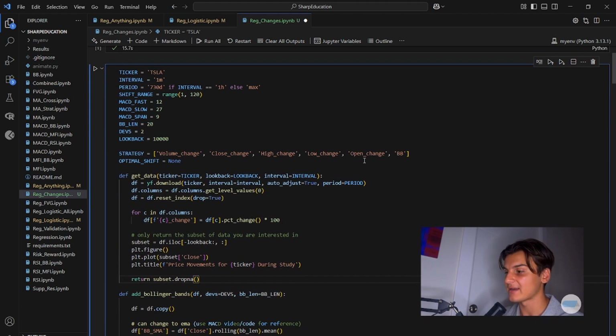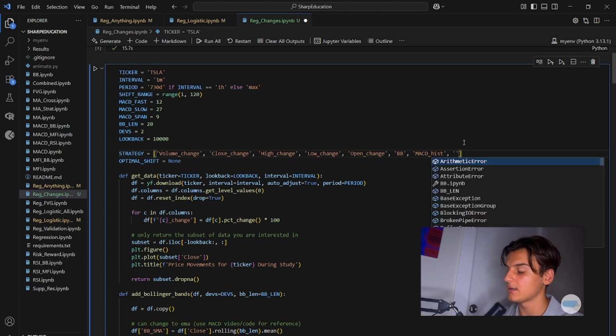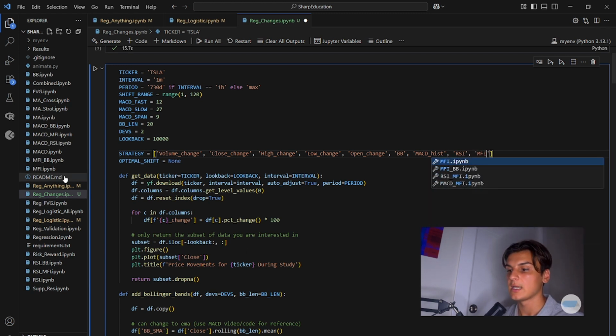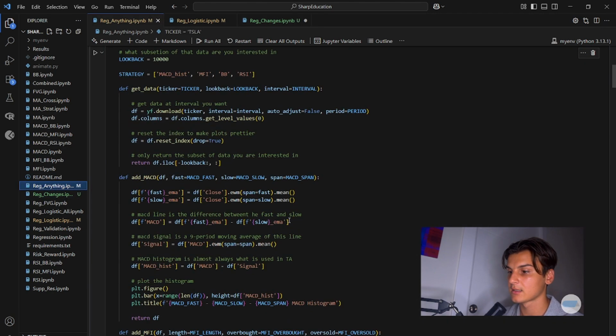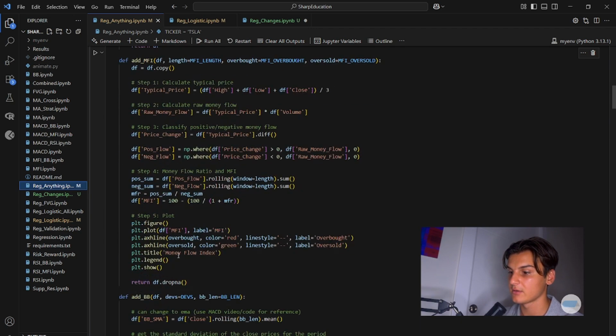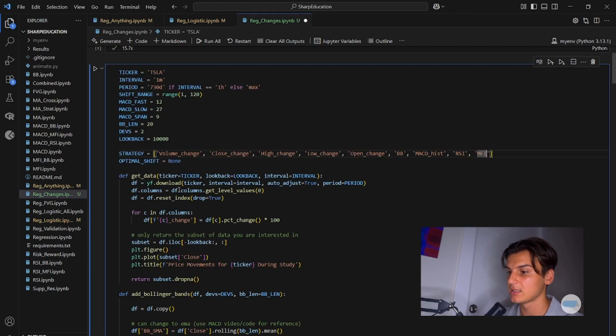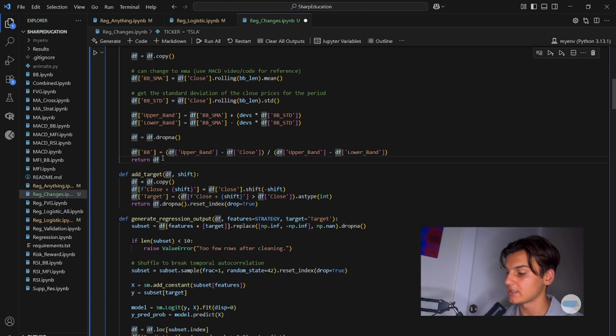Now, what if we also added our other technical indicators? So we add Bollinger Bands, MACD, HIST, RSI, and MFI. And we take our regression anything, MACD, MFI, Bollinger Bands, RSI, great. So we have it all. So let's take our MFI and MACD code, Control C, and paste that in here after Bollinger Bands.